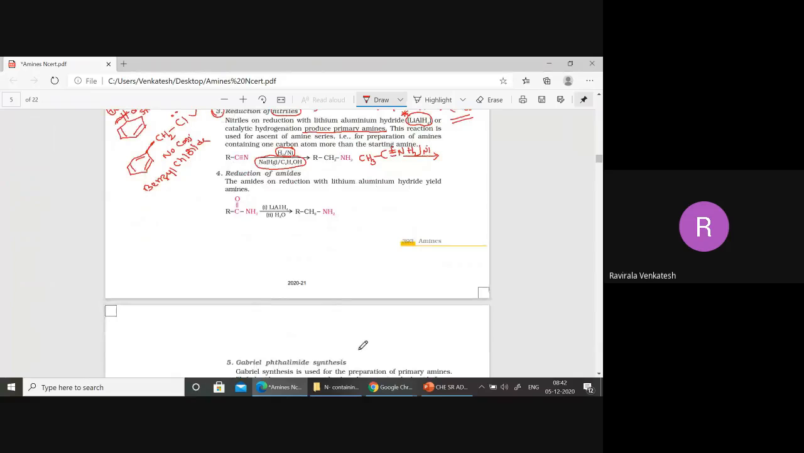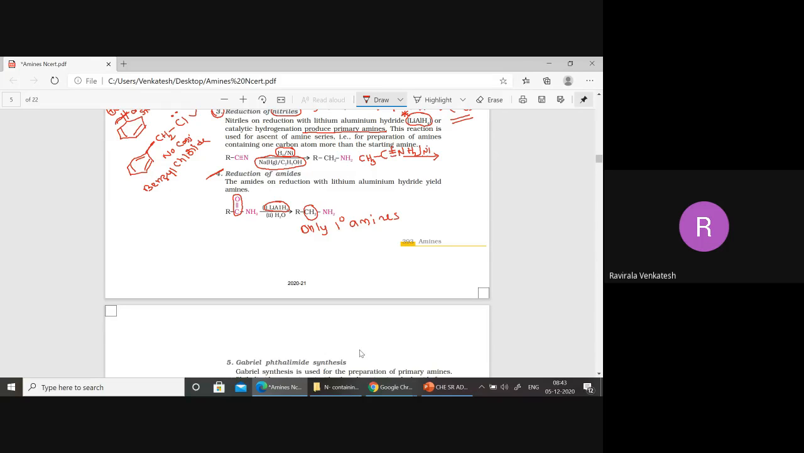Now we'll move to reduction of amides. Amides on reduction with lithium aluminum hydride. Again we got lithium aluminum hydride, you observe. Now in this case, what is happening here? Again, this part will convert into a CH2 group. Here also we are going to get only primary amines. You write in your textbook, only primary amines. We don't get secondary amines and tertiary amines.